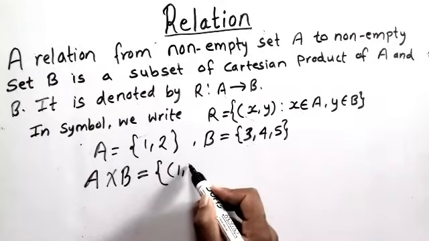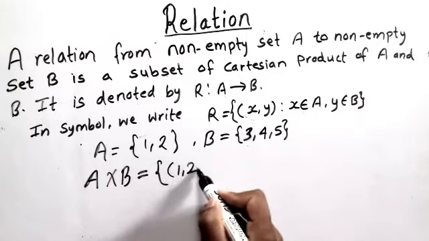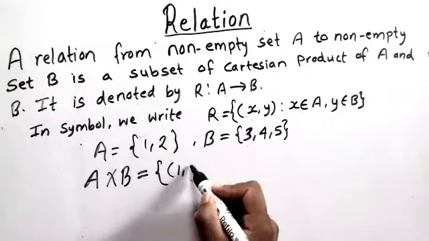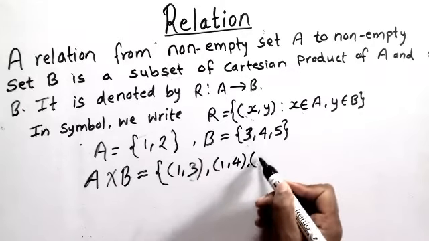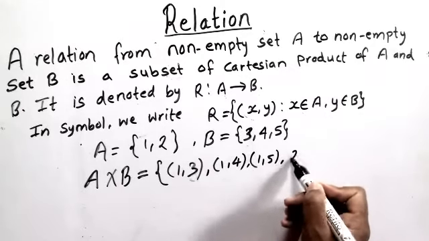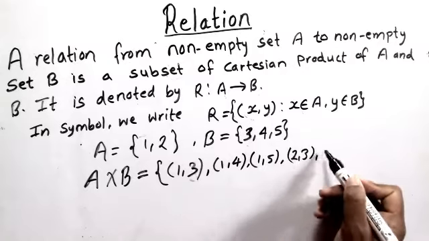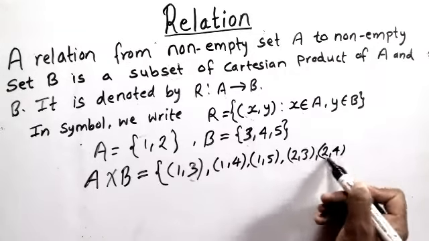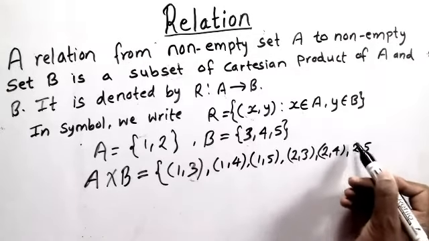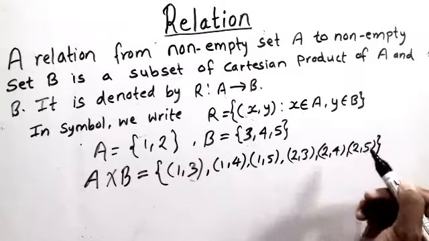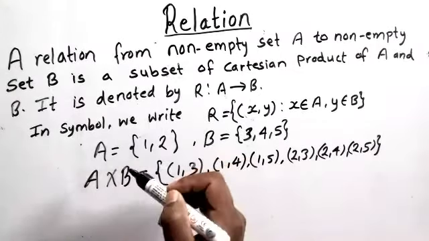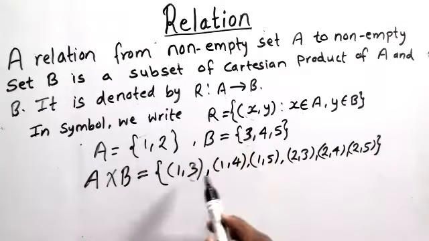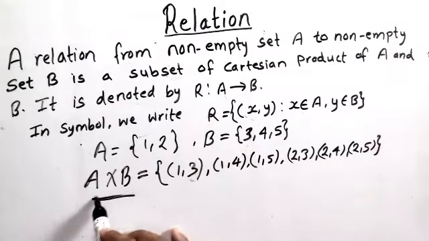I am going to write here directly: (1, 3), (1, 4), (1, 5), (2, 3), (2, 4), (2, 5). Now we have to find a subset of this Cartesian product A cross B.